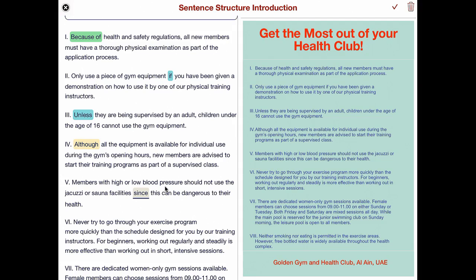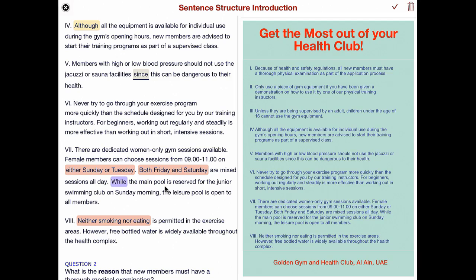So the two parts of the sentence will be different. Then we have since. In a sentence like this, since is functioning just like what word? Because. Okay? Remember that since can also be used for time, but it can be used as a linker or a connective as well that means because.